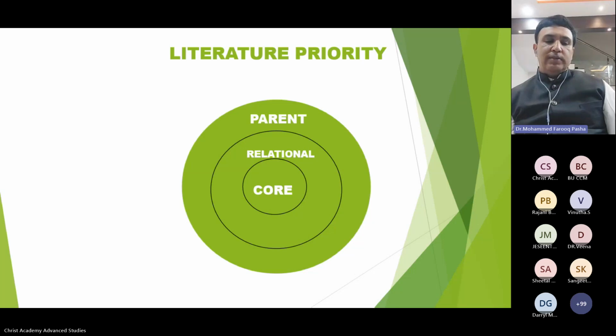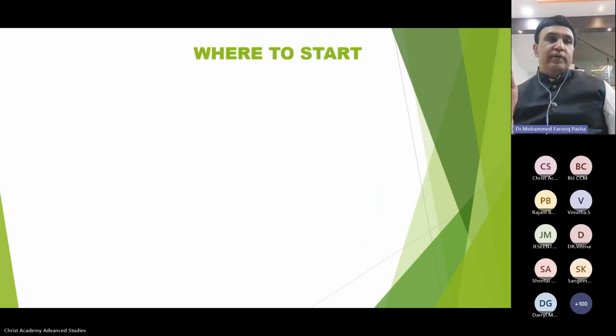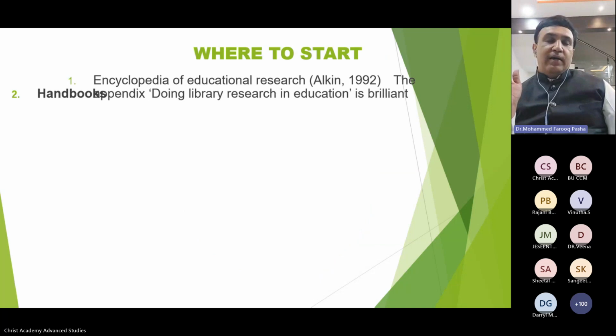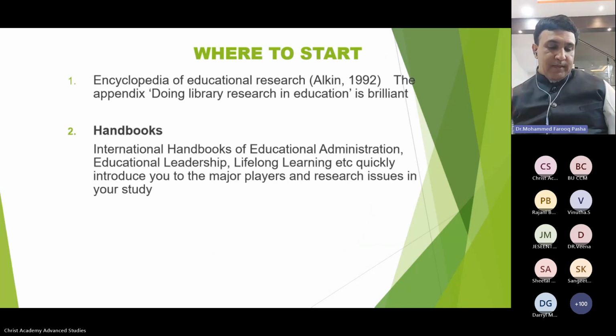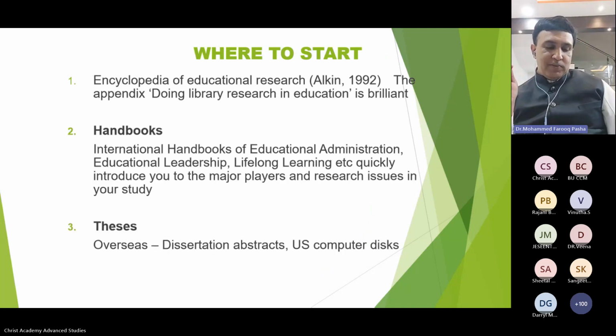That is one question which always hits. In fact, in general also we have a big question in our life: where to start. After a few years, what to start, and at the fag end of life, why to start. Anyway, that's a different story. But when it comes to the study of literature, the first thing is the Encyclopedia of Educational Research. The appendix, Doing Library Research in Education, is brilliant.